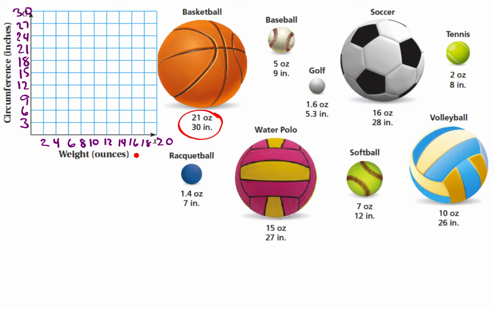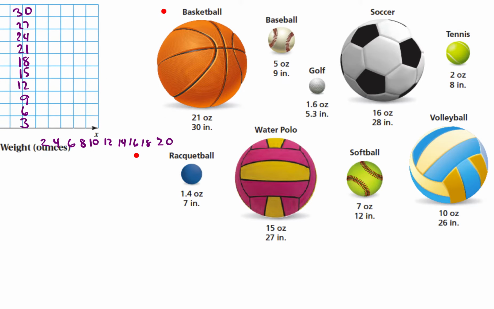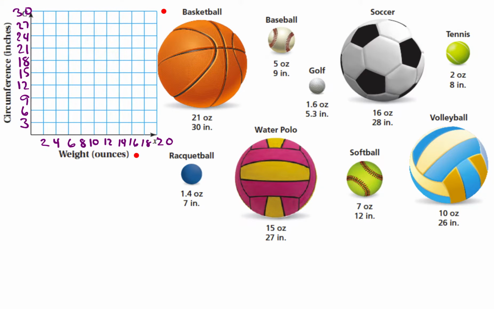Now I can start plotting points. The basketball is 21 ounces, 30 inches, so that's just a little off the graph here. And let's just go straight across the top there. The baseball is 5 ounces, 9 inches. So that's not what I meant to do. 5 ounces, 9 inches, I'd put it right there. The golf ball is 1.6 ounces, 5.3 inches. 1.6, 5.3 is going to be about there.